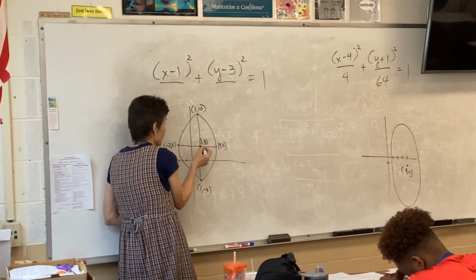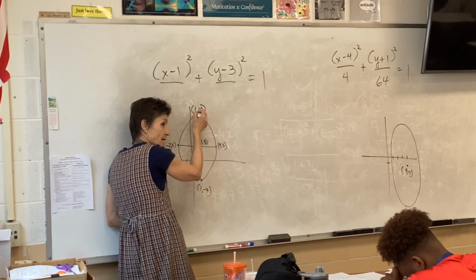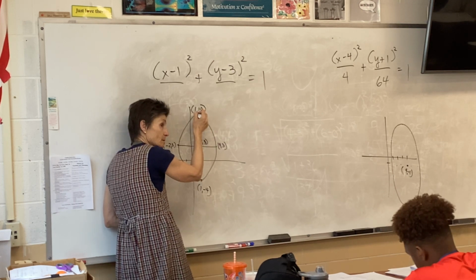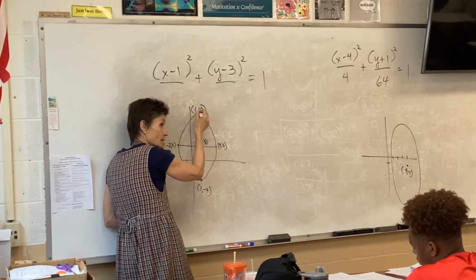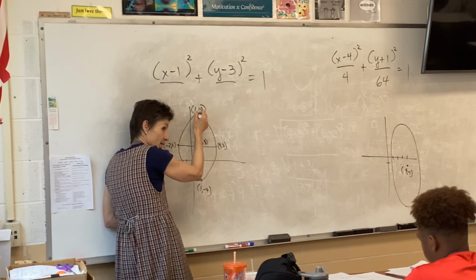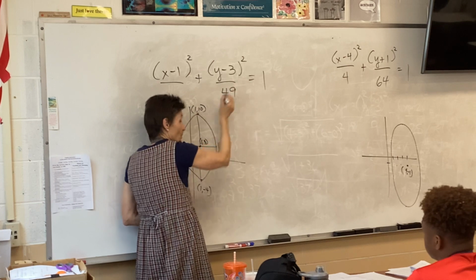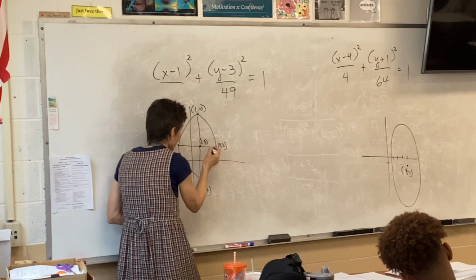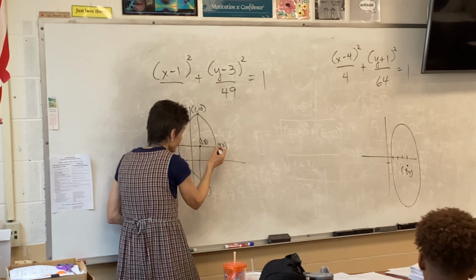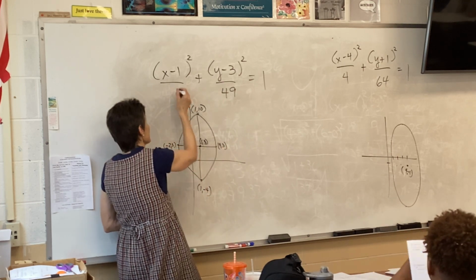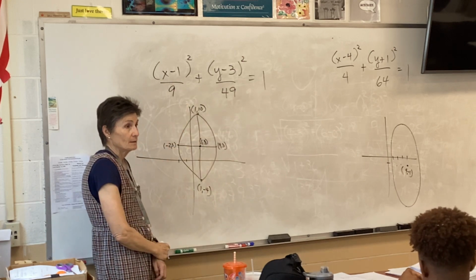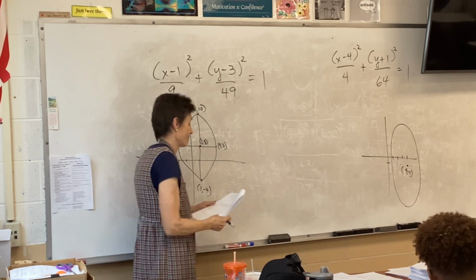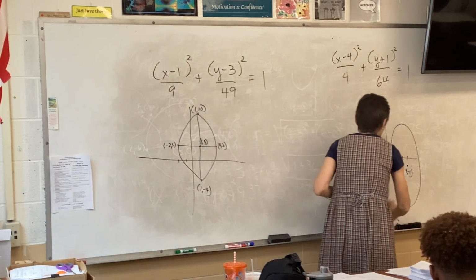Now, my center's at 1, 3, my vertex is up here at 1, 10. How far up do I count to get there? 7? So if I counted up 7, then isn't this number a 49? And then I counted over how many? 3. So this number must be a 9, right?